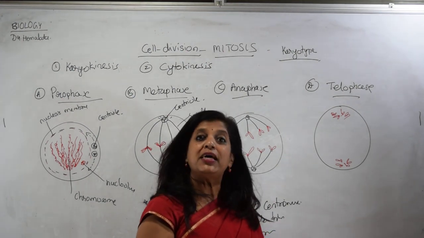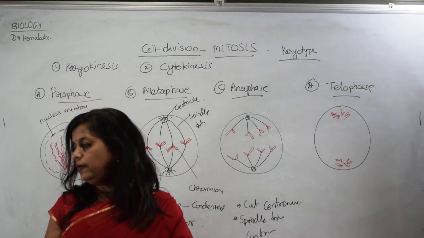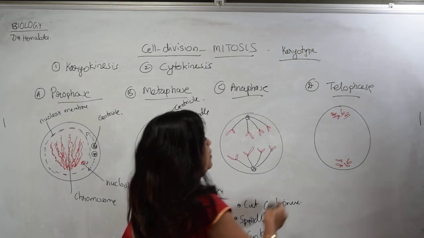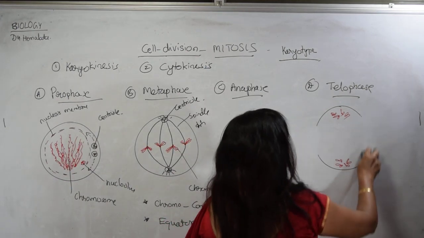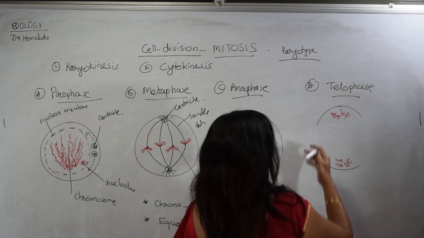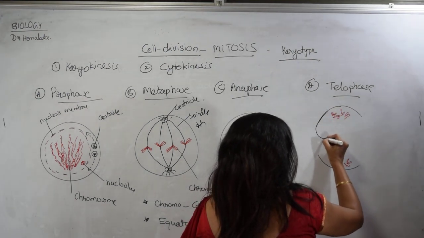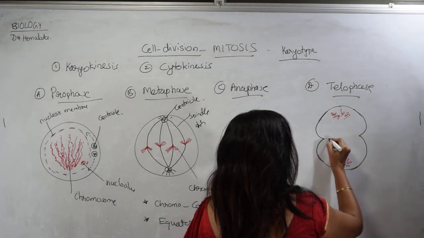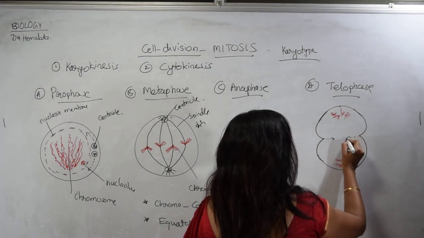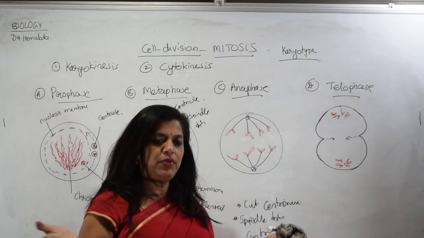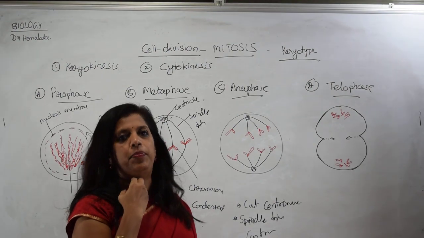This is called cytokinesis. In the animal cell, whenever I draw round cells, they are animal cells. Here the division of the cytoplasm takes place from the side and moves towards the center. You can make out here, it's moving towards the center. This is called cleavage pattern. It is normally from the side to the centripetal type, right?